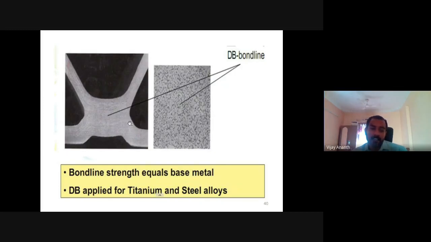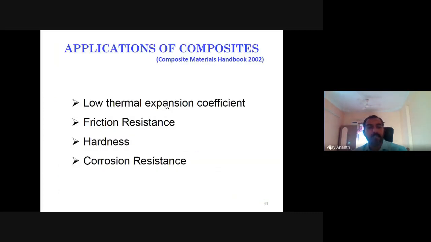Okay, this is a titanium and steel diffusion bonded component made through this plastic forming, right? They have uniform structures obtained due to the diffusion bonding process. The applications: low thermal expansion coefficient, the material will have a low thermal expansion coefficient, very good friction resistance, and it has very high hardness as well as very good corrosion resistance.